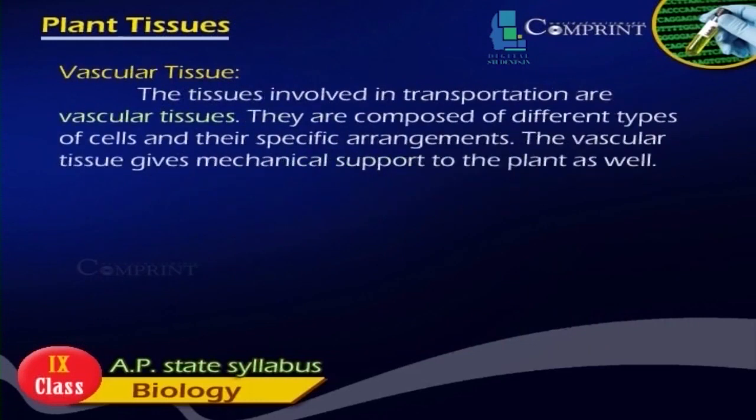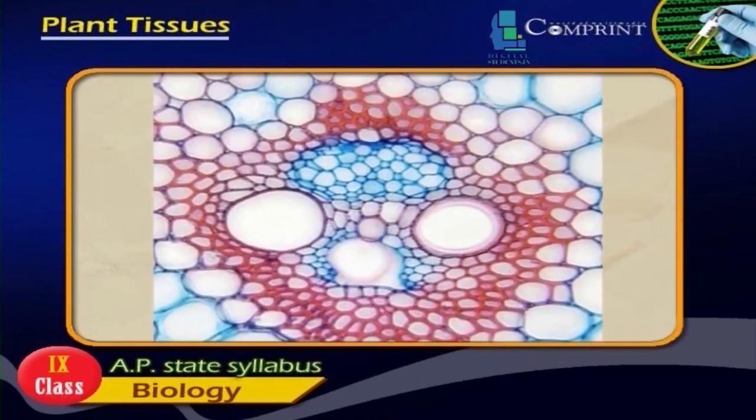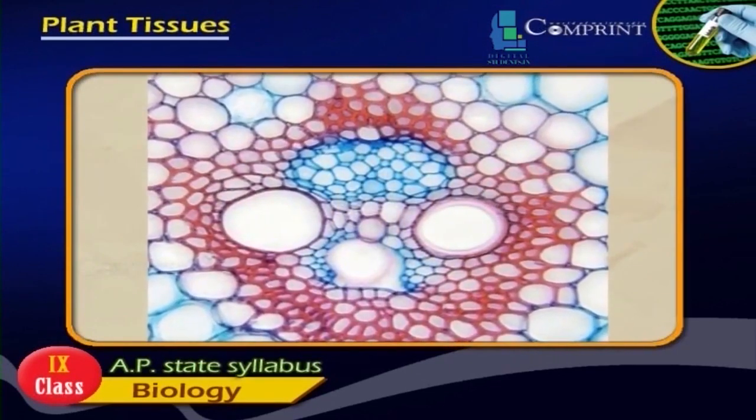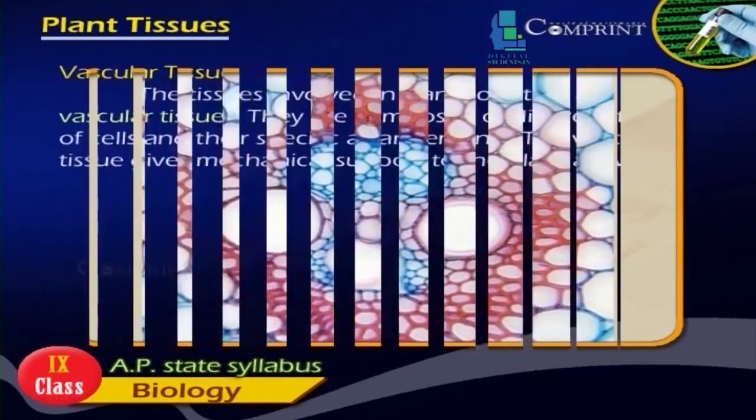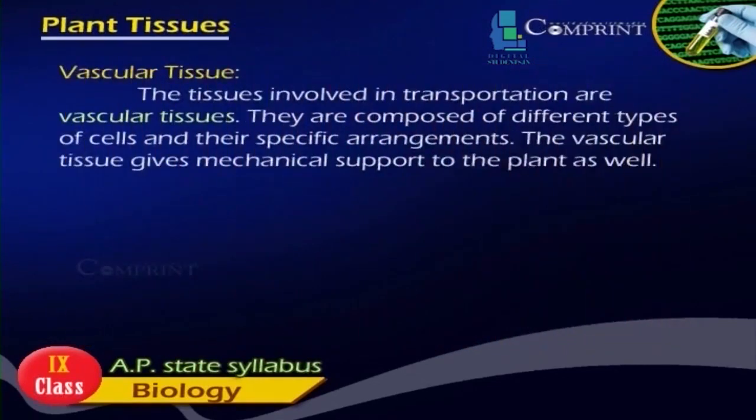Vascular tissue. The tissues involved in transportation are vascular tissues. They are composed of different types of cells and their specific arrangements. The vascular tissue gives mechanical support to the plant as well.